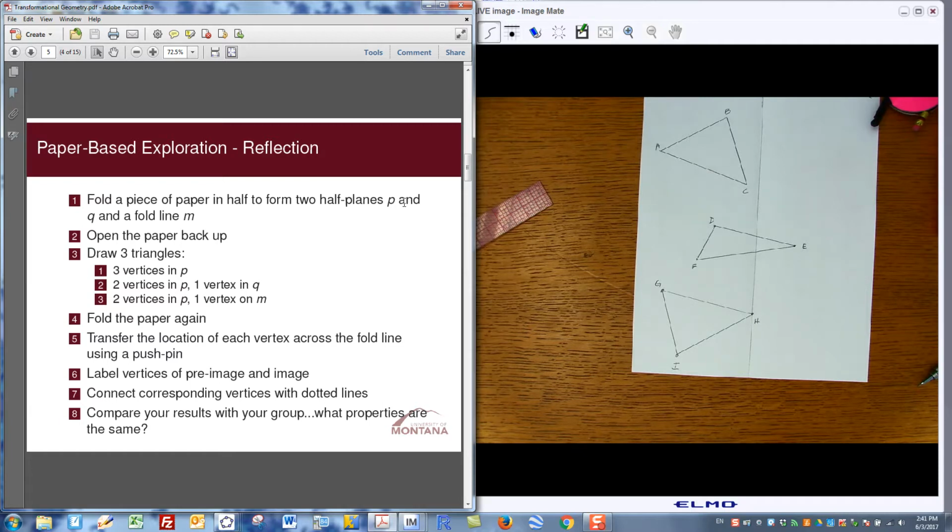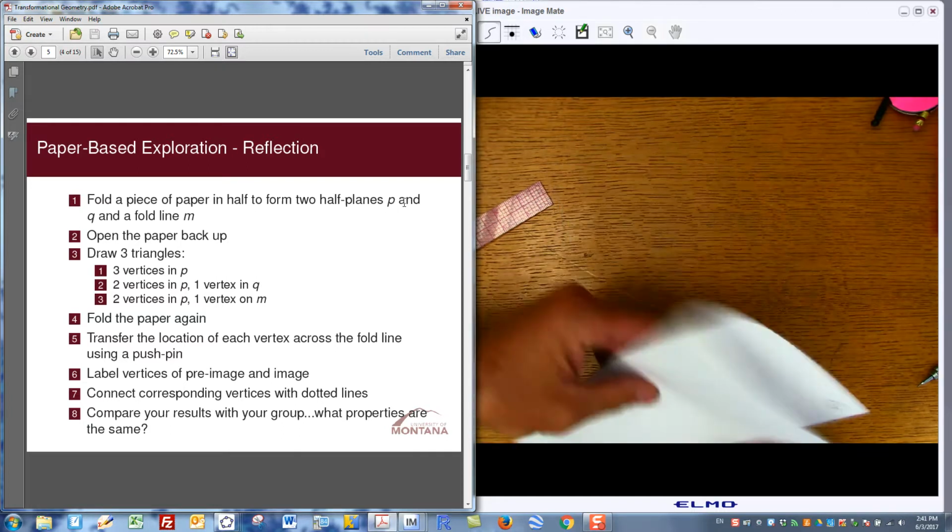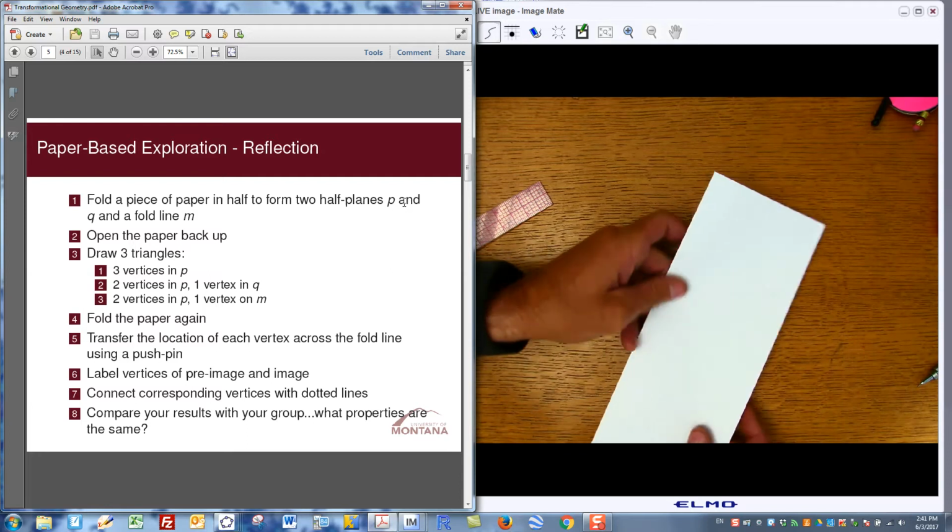I'm through bullet 3. Let's try number 4. It says fold the paper again and then transfer the location of each vertex across the fold line using a push pin. So I'm going to transfer it across the fold line. You can kind of see them through there.